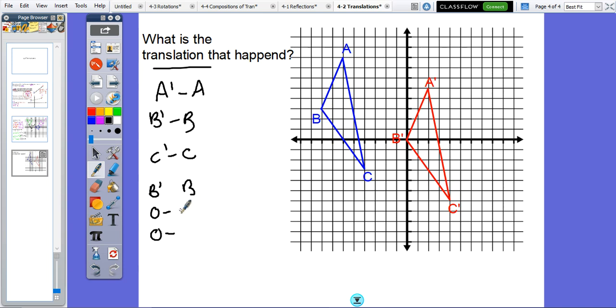So negative 8, positive 3. So 0 minus a negative 8 gives us positive 8. 0 minus 3 gives us a negative 3. So my vector here should be 8, comma, negative 3.